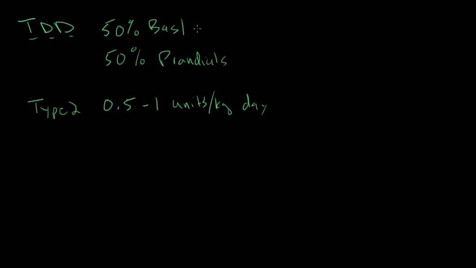and then you divide that by half to determine how much basal insulin you need, and the other half you try to give over meal coverage with your prandial insulin. For type 1s, depending on how brittle they are, you can do this from anywhere from 0.3 to 0.5 units per kilogram a day.